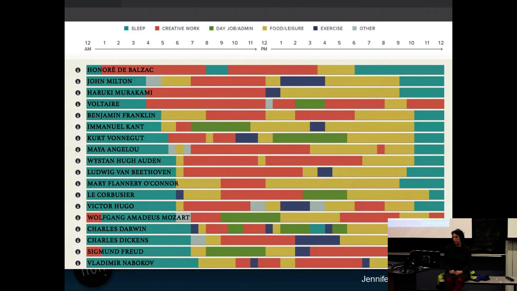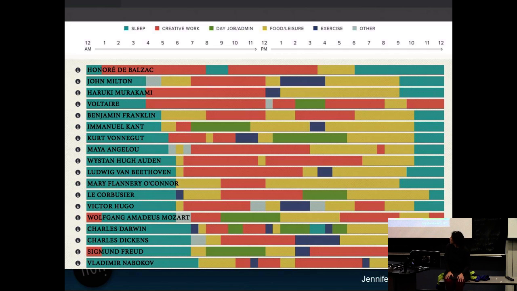So this is a visualization of the routines of very creative people with respect to hours of the day. So the blue is sleep, red is creative work, yellow is leisure, green is the day job if they had one, dark blue is exercise. And the kind of people you're seeing here on the left are sort of historical figures that are seen as very creative. So it's interesting to compare what they do to what we do.